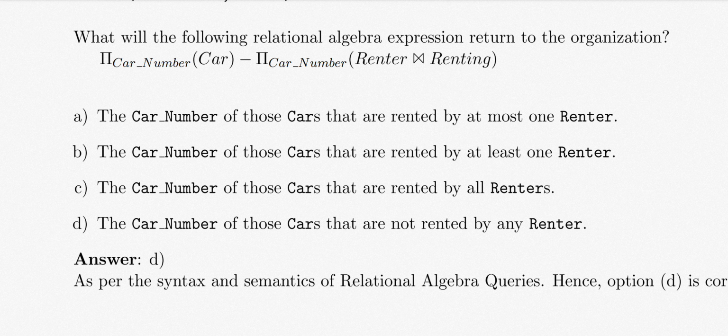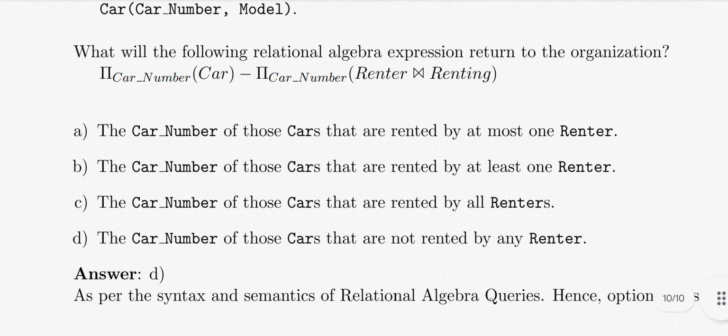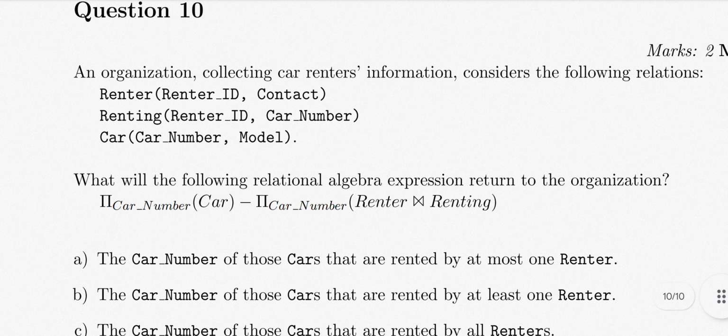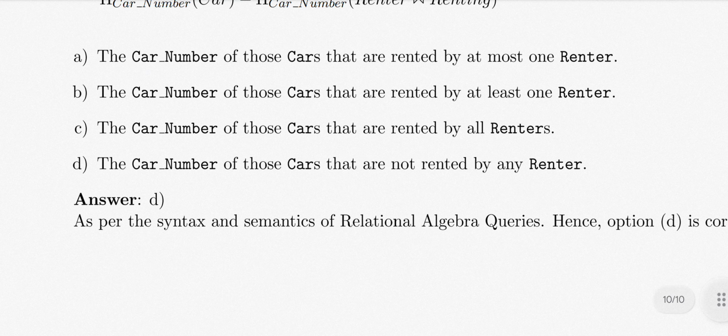The car number of those cars that are not rendered by any render, because from the right side projection we got the car numbers of all the cars that someone rented, and we are minusing it from the other car numbers. So the other car numbers are the cars which are not rendered by anyone. Therefore option D is the right answer.